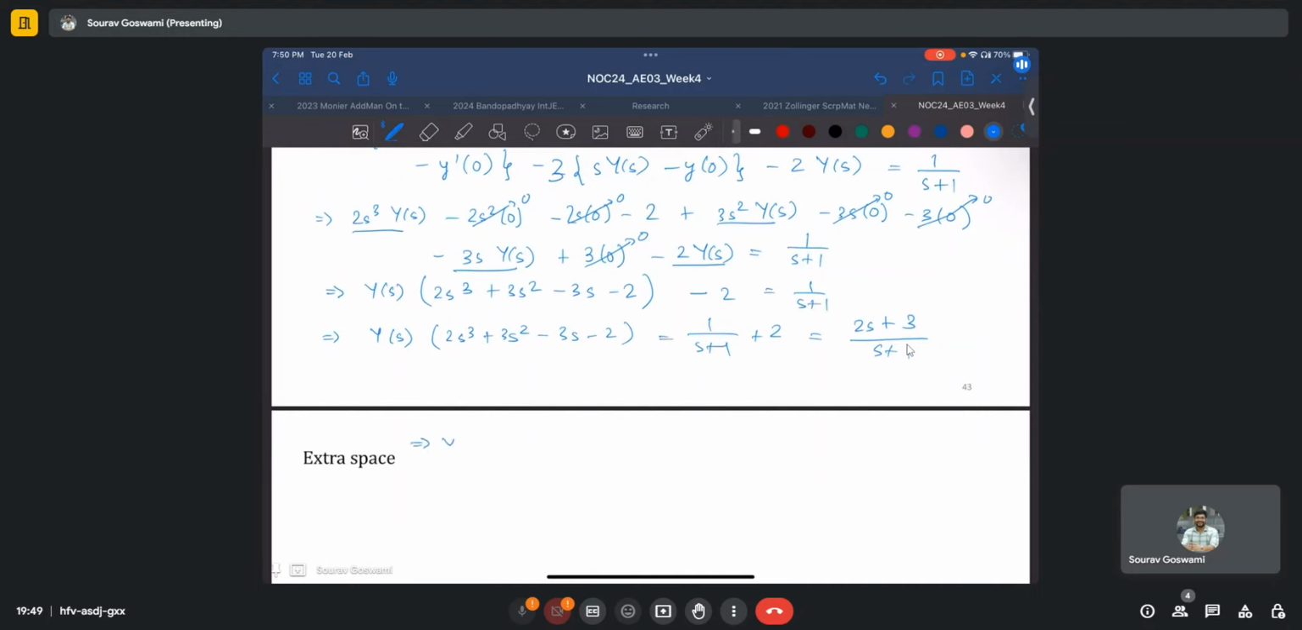which will in turn imply that y of s is equal to 2s plus 3 by s plus 1 times 2s cube plus 3s square minus 3s minus 2. Now let's see if we can simplify this cubic polynomial further, whether we can factorize it.